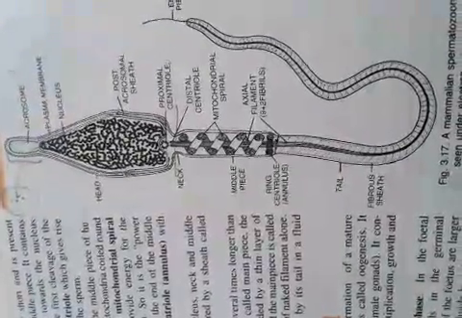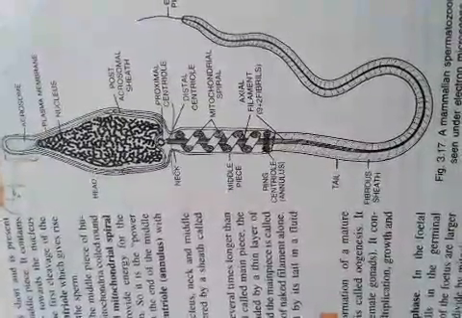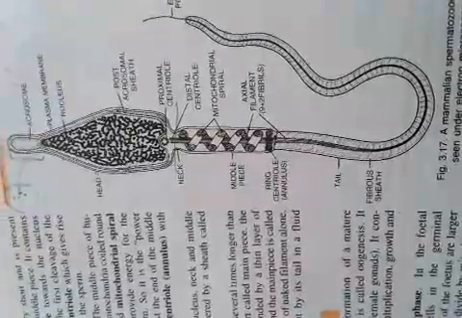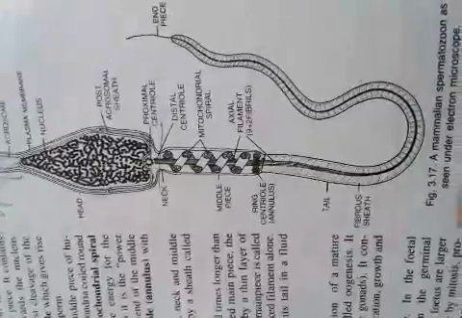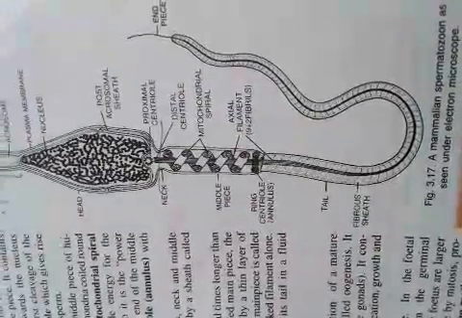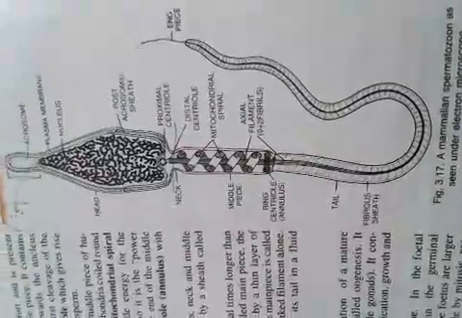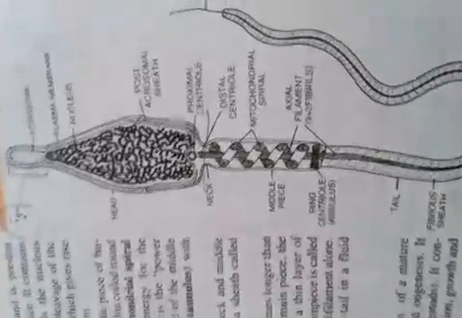Tail is comprised of a fibrous sheath, and this tail is responsible for the movement of the sperm in the female genitalia. And at the end, the piece is exposed which lacks the fibrous sheath, that is said to be the end piece. And most important of these is the acrosome.